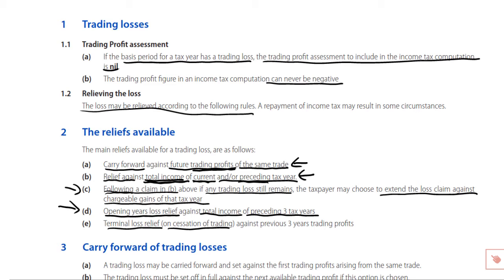If there's no future trading profits against which we can relieve, maybe there's some in the past. And we can go back against the previous 3 years' worth, 3 tax years' worth of trading profits there. The trading profits assessed in the previous 3 tax years. Okay. There, the whole range of different loss reliefs available to us. Let's now deal with each one in turn.